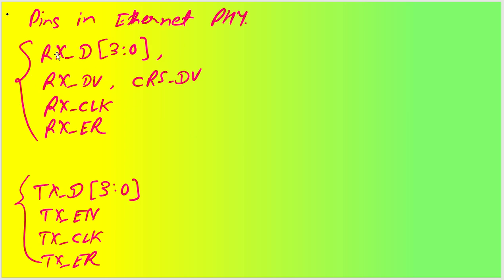Some other pins are there. As you can see, we have RxD lines, which are 4-bit lines. If you want, you can utilize fewer bits, like only RxD0 and RxD1, which will be enough for 10 Mbps. If you want to increase the data speed, that's the reason we have a higher number of bits. Then we have receive data valid lines, and the carrier sense line. Then we have the receive clock line and receive error line. So all these indicators are there for your Ethernet PHY to MAC interfacing.